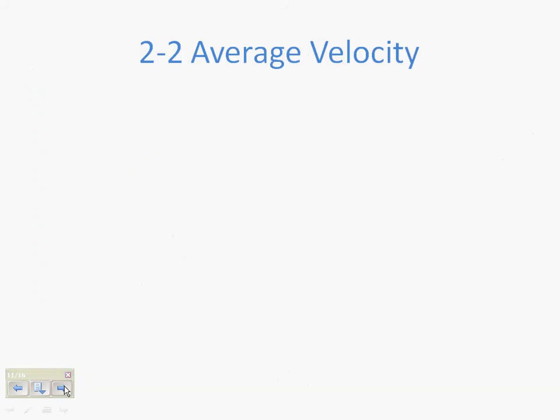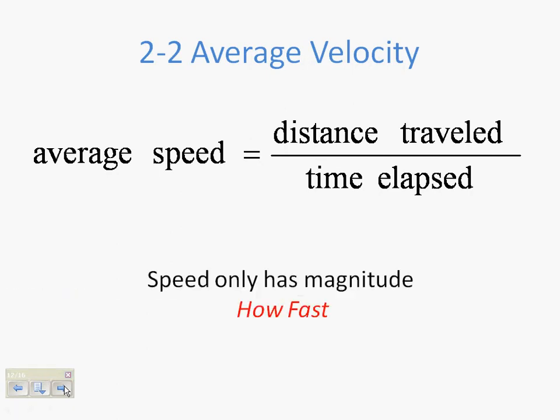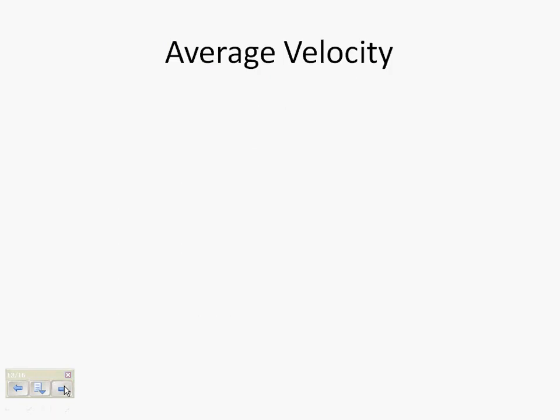So in the second section of the physics books, we look at average velocity. But first, let's define average speed. Average speed is the distance traveled over the time elapsed. We say speed only has magnitude, which means it only tells you how fast. It doesn't tell you which direction the object is going. On the other hand, average velocity does give you magnitude and direction.